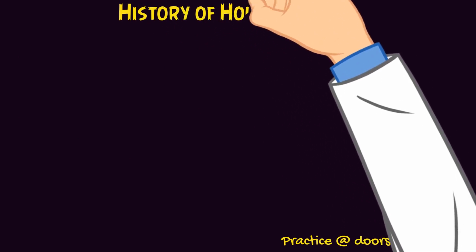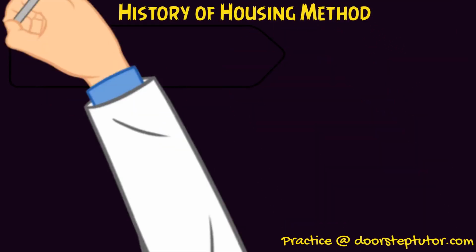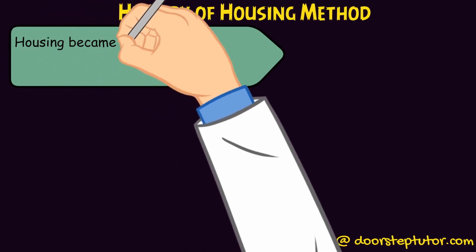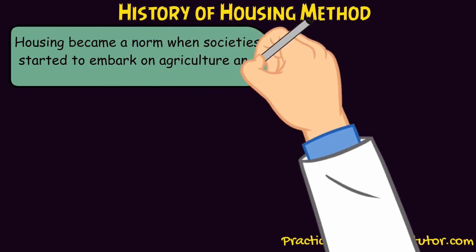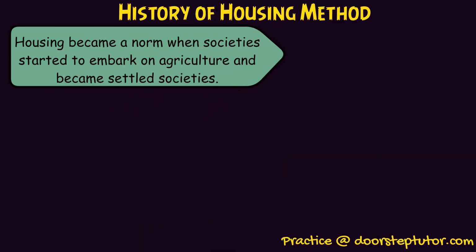Now let us talk about the history of the housing method. Housing can be traced back to the advent of agriculture. Prior to agriculture, human beings used to live in hunter-gatherer societies. The shelters built by these communities were mostly temporary, as hunter-gatherers rarely settled at one place for a long period of time. As human beings started to practice agriculture, they started settling down.